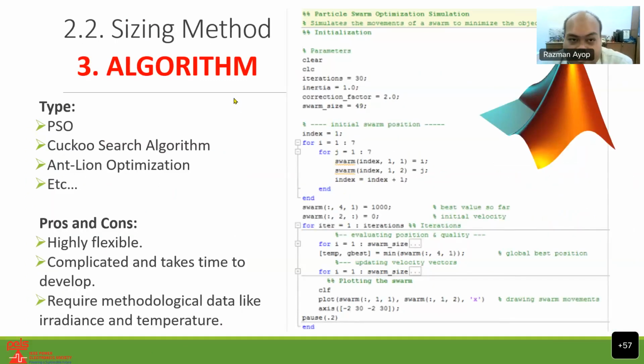Okay, any question for the sizing method? Any question?